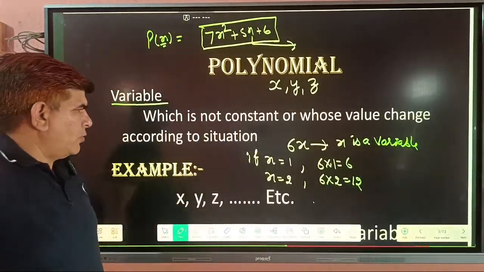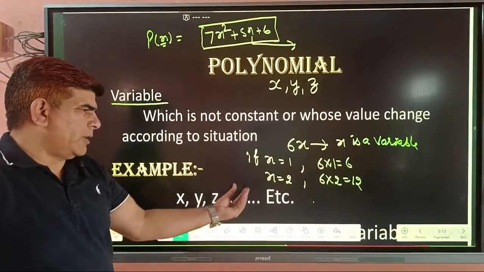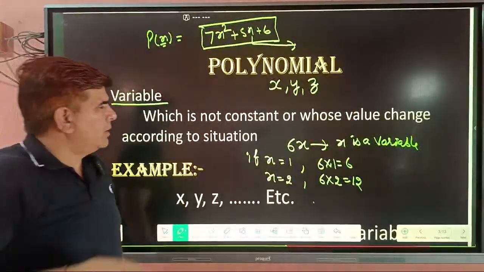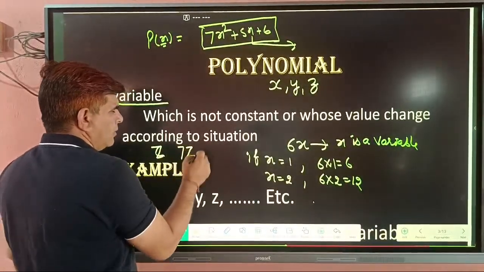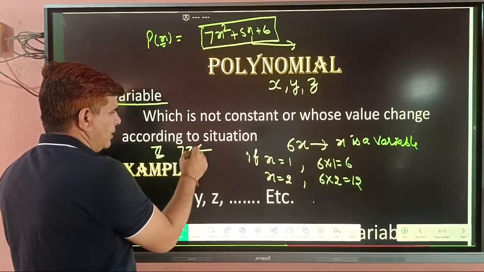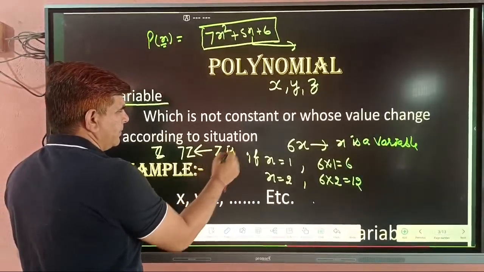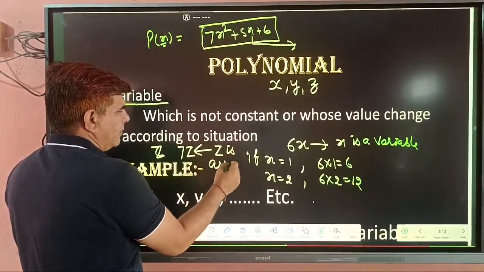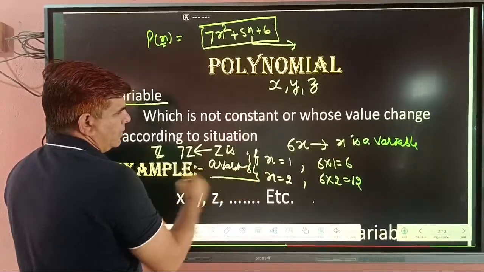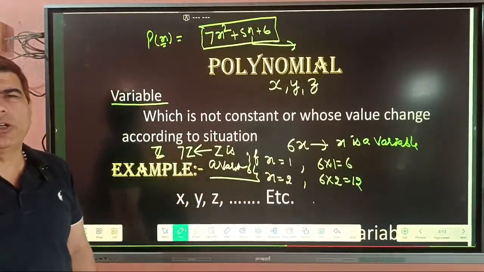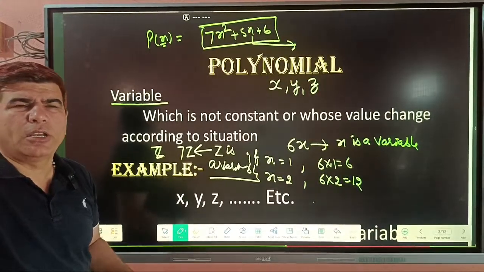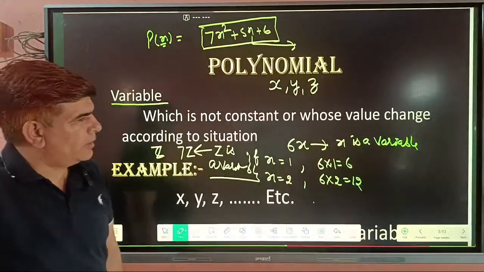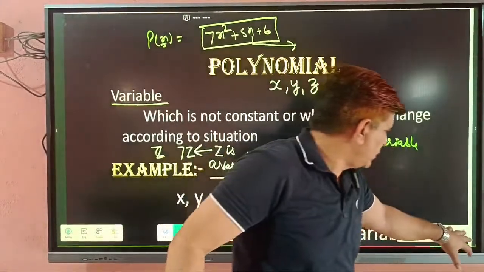As example 2, I have written 7z. So what's the variable here? 7z is a variable. Its value depends on the situation. It can be changed.